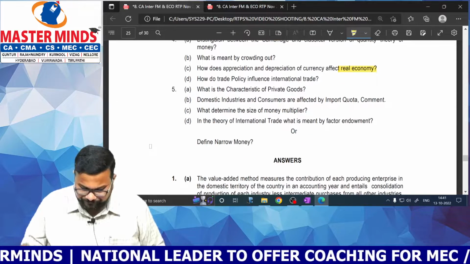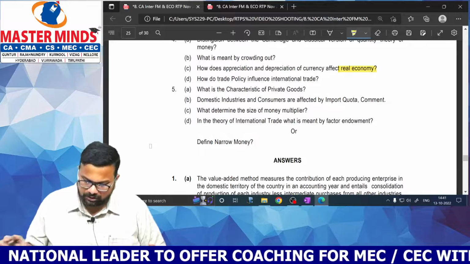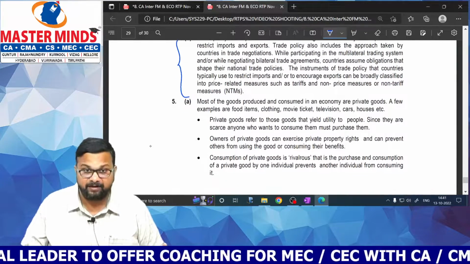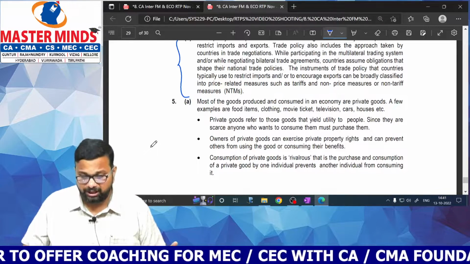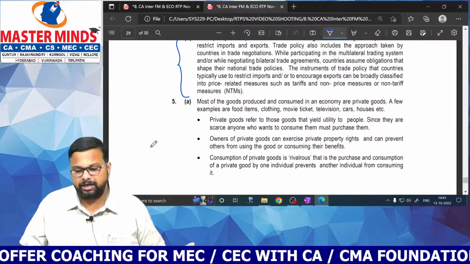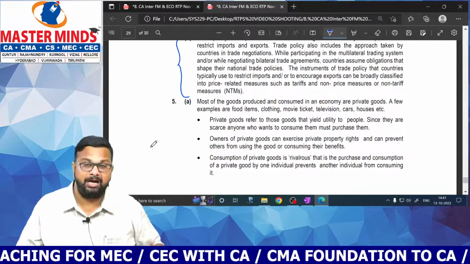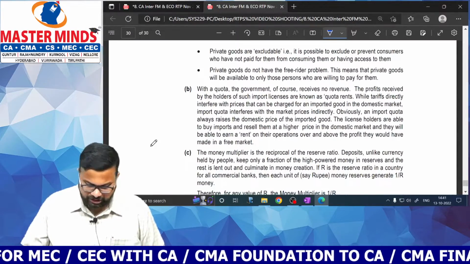Next, 5a. What is the characteristic of private good? Features of private good. Almost all the goods produced in the economy are private good. Direct question from our material. That question is present in our material under public goods classification, in the chapter Government, Market Failure and Government Intervention in case of market failure. So the same question we will write here also.